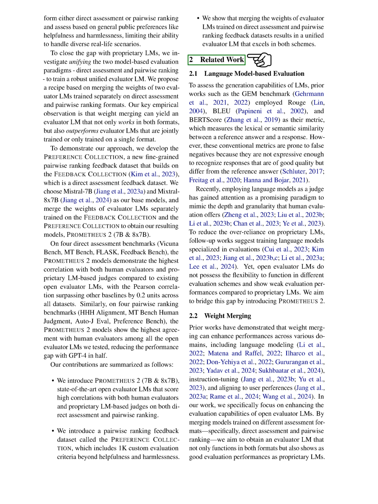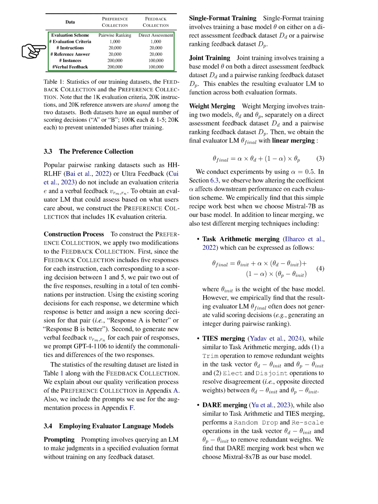Section: Methodology. In this section, we introduce a new approach for training a unified evaluator LM by combining the weights of models trained for direct assessment and pairwise ranking. We first provide background information on direct assessment and pairwise ranking for evaluator LMs, followed by explaining how we construct our training data. Finally, we describe our methods for training the advanced evaluator LM, Prometheus 2 models.